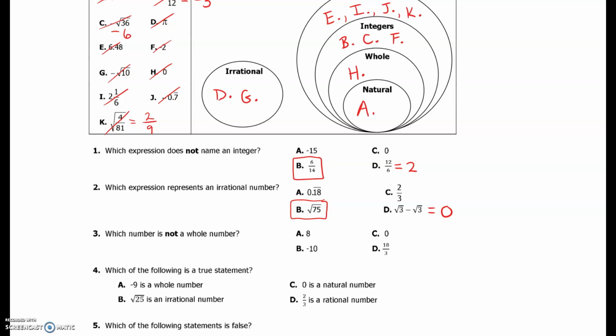Number 3, which number is not a whole number? So again, not a whole number. Make sure you simplify any answers. For example, 18 divided by 3 is actually equivalent to 6. So we have 8, 0, -10, and 6. And hopefully one of those jumps out at you as the answer. Negative numbers are not whole numbers. So letter B would be the answer in number 3.